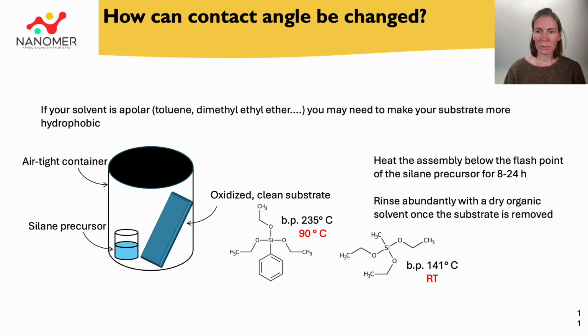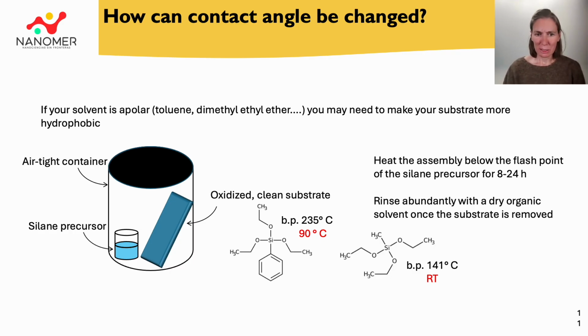triethoxysilane. You have to be careful to stay at a temperature much lower than the boiling point. If you start to evaporate too much of your solvent, it's going to deposit in droplets on your substrate. This is not good. Also, you want to stay below the flash point of the silane precursor, because if you have a spark in your oven, then you're going to perhaps have a fire.